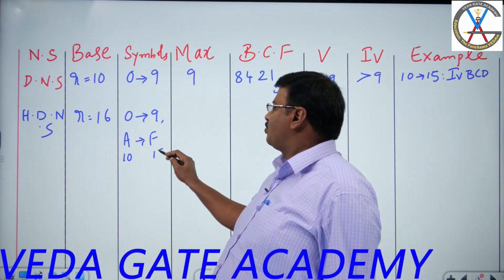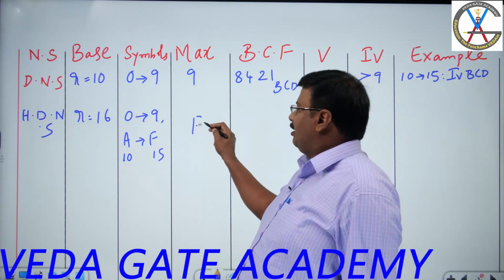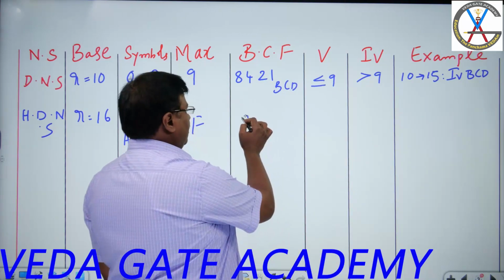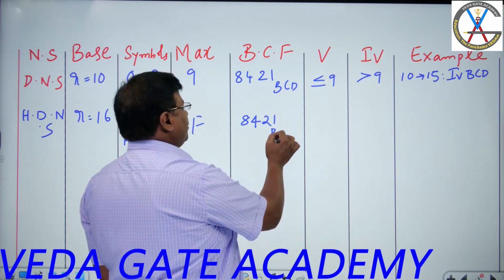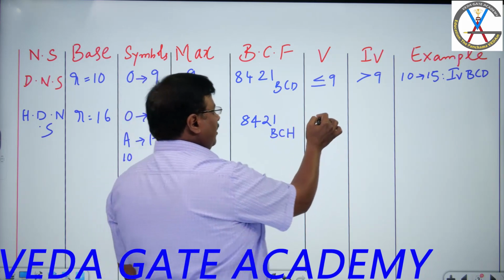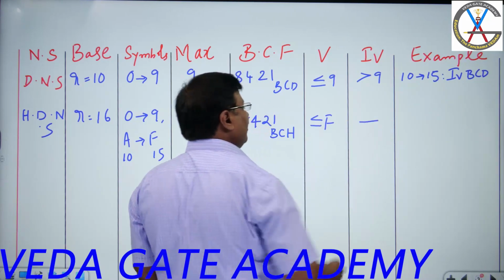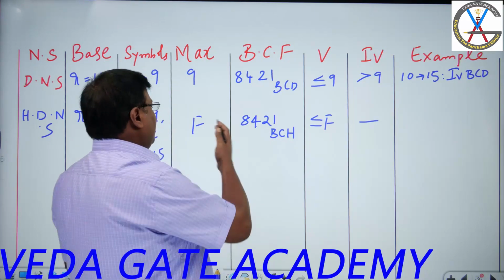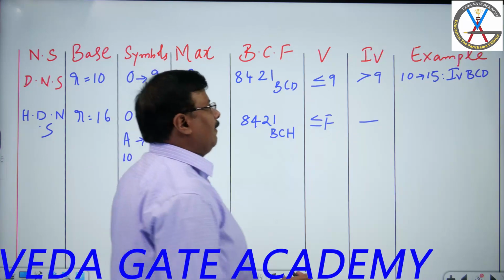Representation of A to F is 10 to 15, and the maximum symbol is F. The binary coded format for this one is the same 8421, called BCH. Less than or equal to F is valid, and there is no question of invalid, because 8421 is 15 together, and hex max requirement is also 15. Hence, there is no question of invalid.